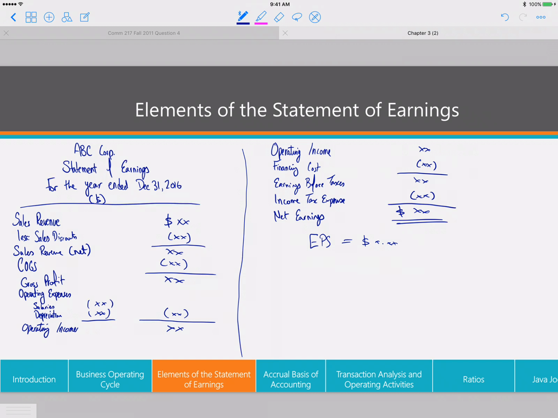Just important to mention another term for statement of earnings, right? So we have our statement of earnings. Another term for it would be the income statement or the P&L, profit and loss statement.